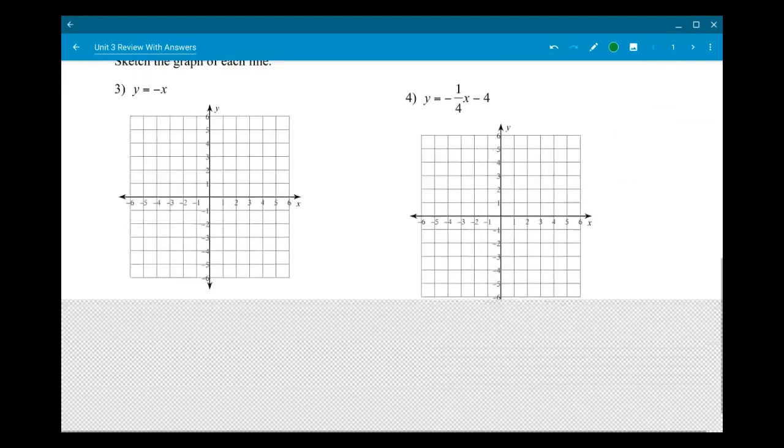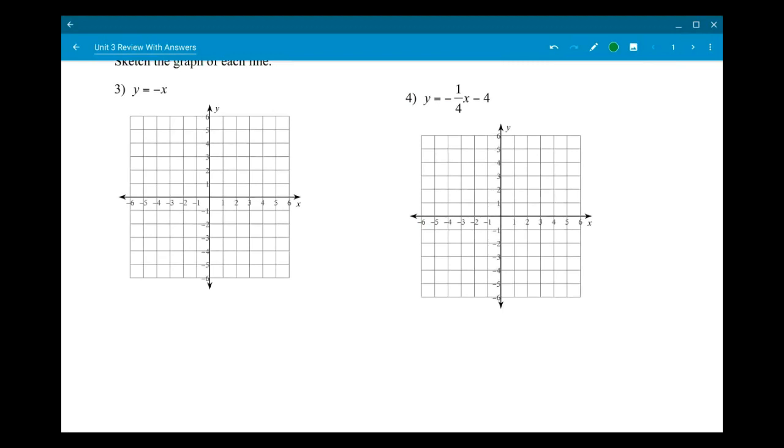Both of these are slope-intercept form. This first one is a little bit tricky, but if we think of that negative x as negative 1 over 1, now it looks a little bit more like slope-intercept form. We're still missing our plus b, but we could put a plus 0 at the end there too. And then we're going to do slope of negative 1 over 1, so we're going to go down 1 over 1, down 1 over 1.